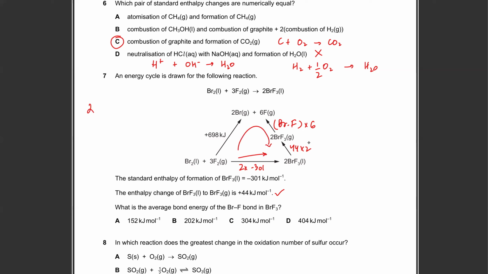So it's 2 times minus 301, and that's equal to what? Plus 698. And then you have to go the other direction. So it's minus 6x. I'm going to just call it x. And then it's minus 44 times 2, right? So what is 6x equal? I'm going to take 6x over here. So it's plus 698 and plus 301 times 2 and minus 44 times 2. And the whole thing gets divided by 6.